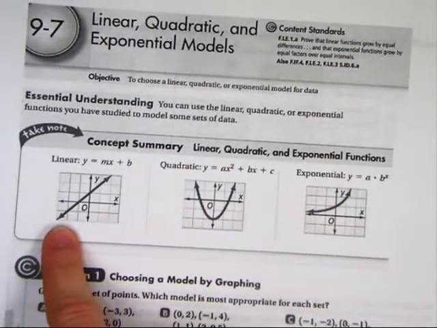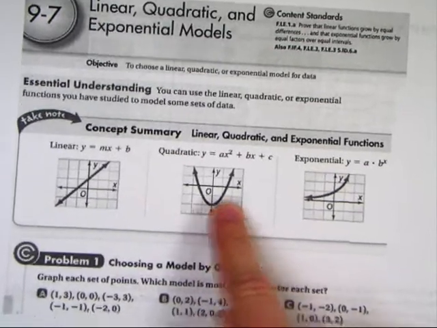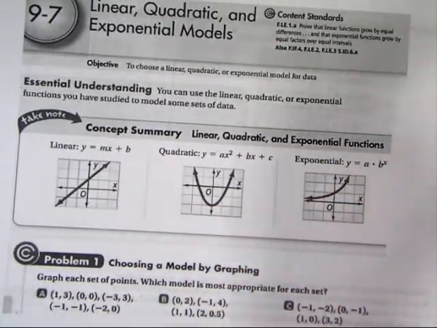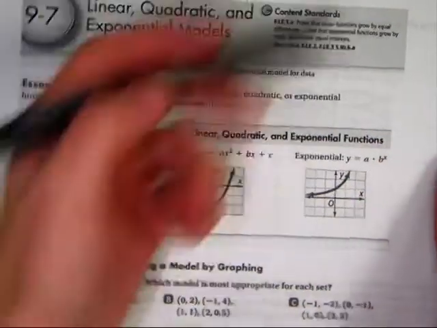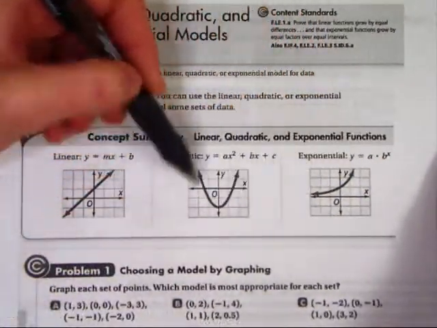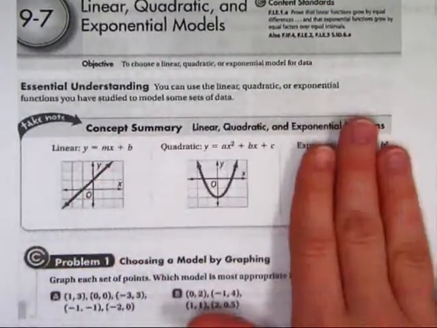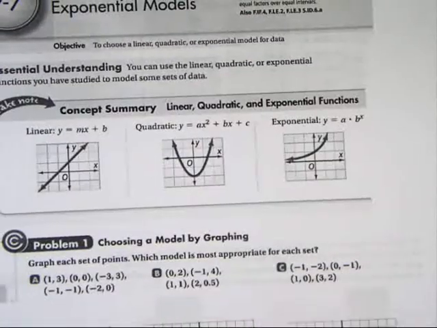Linear means it's a straight line. Quadratic means it's a parabola. Exponential means that it just goes up real fast, but it always has what's called an asymptote. It's something that you approach, but you never go below. You've studied all three. Now let's put all three lessons together.